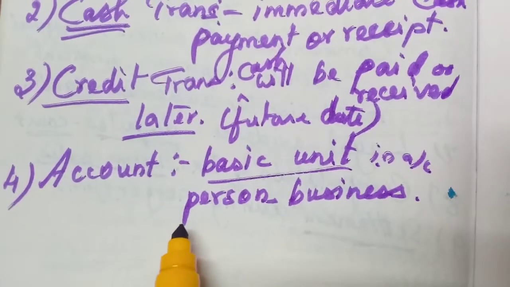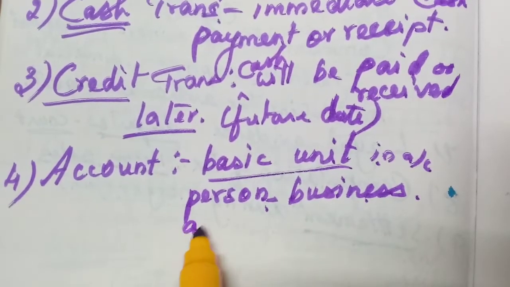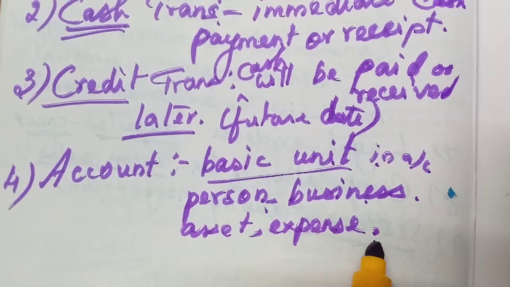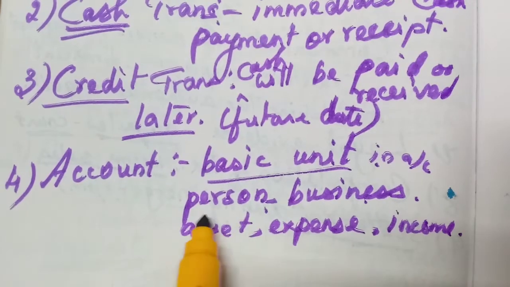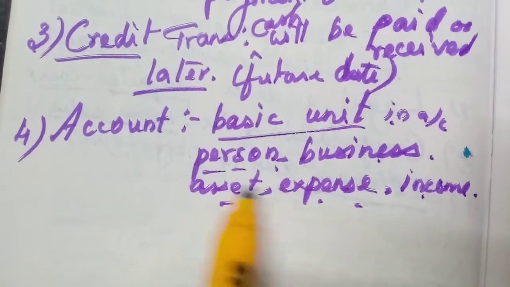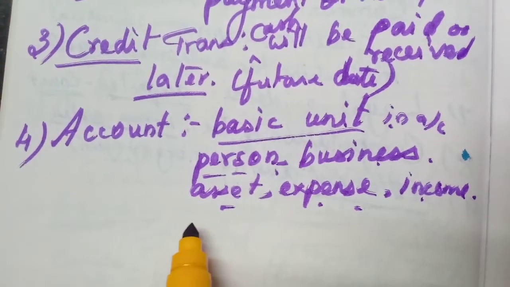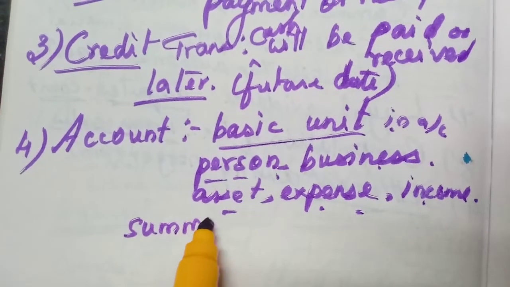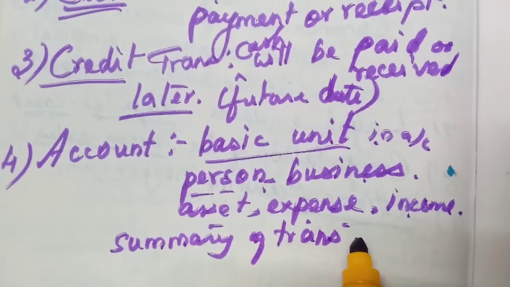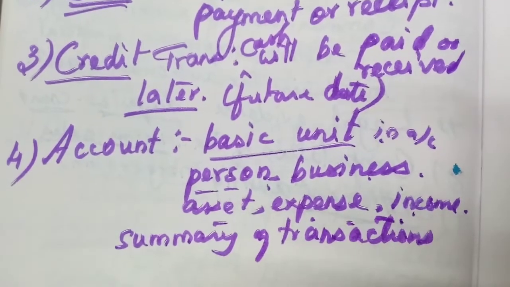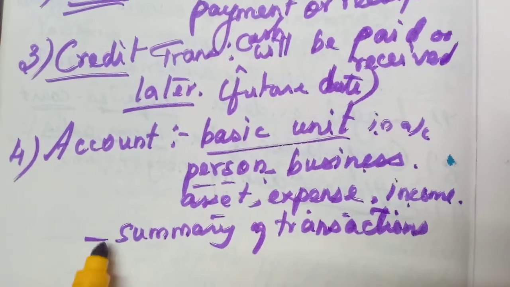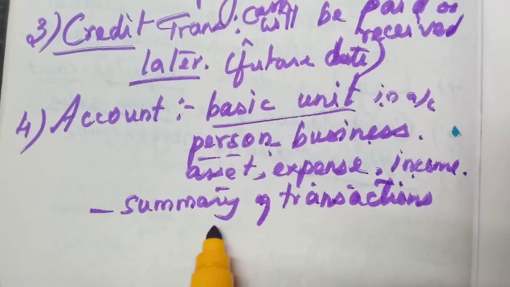We can open this account for a person or business, asset, separate expense. You will learn all these accounts in future in the third lesson. Then income, etc. For all these things, we will start a separate account, each separate account. And in accounting, we can say this account is a summary of transactions. Because when we open a customer's account, we can see all the transactions that take place under the name of that person. So we can say in accountancy that account is a summary of transactions under a head.